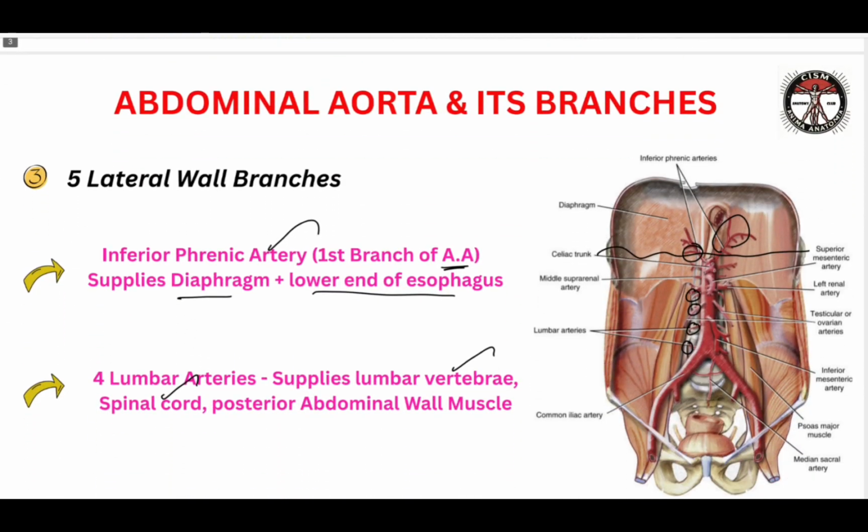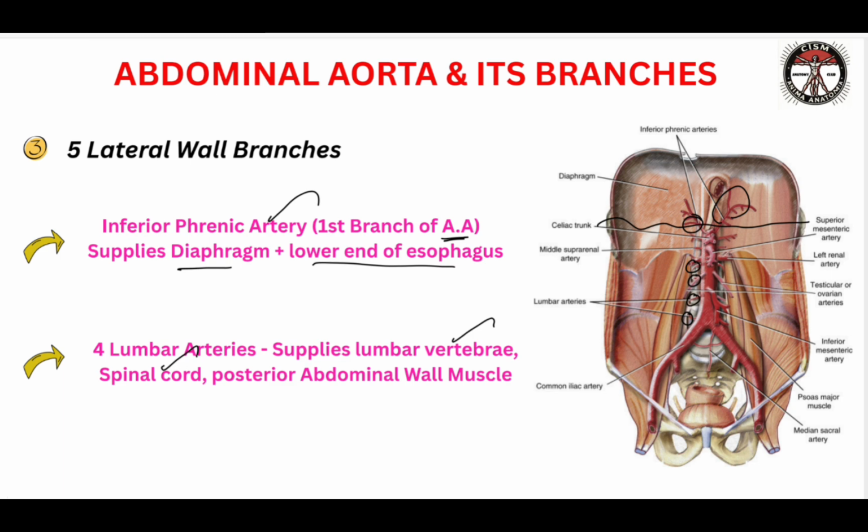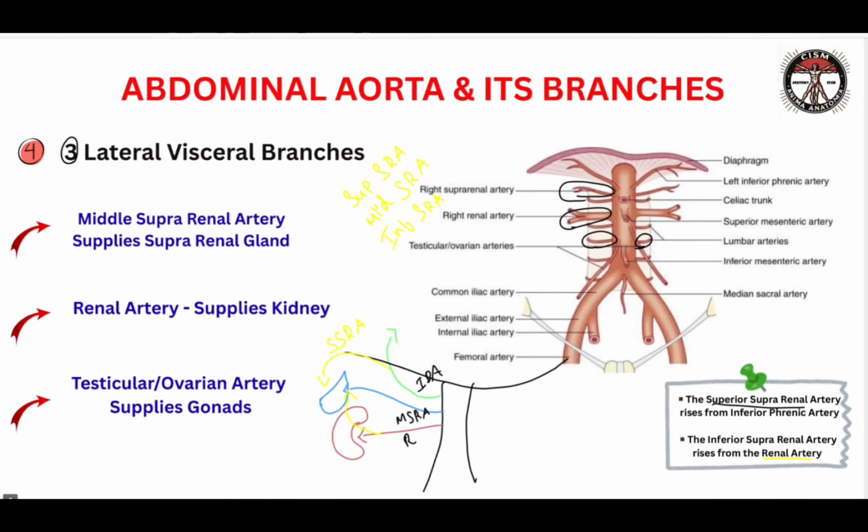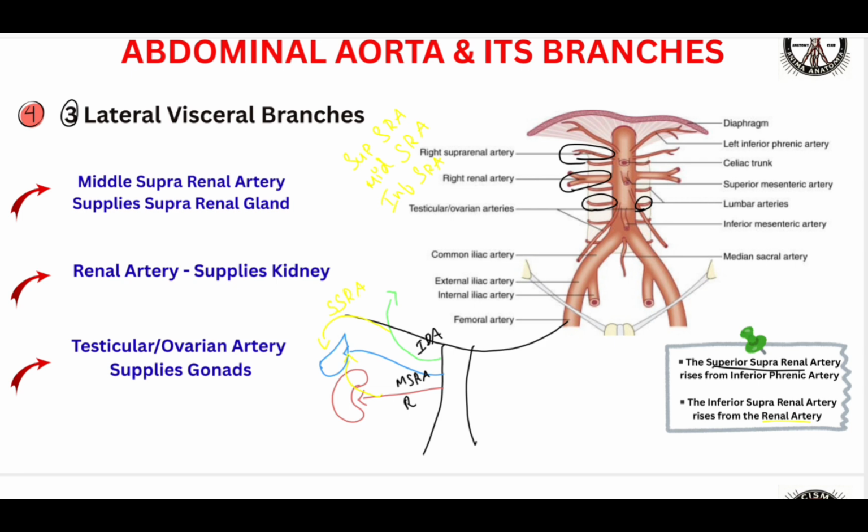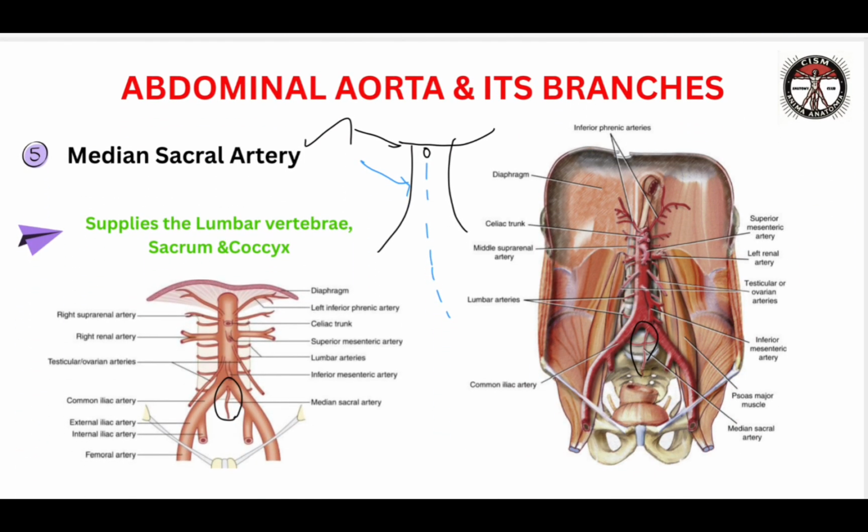The third is the five lateral wall branches. It includes the inferior phrenic arteries and four lumbar arteries. The fourth one is the lateral visceral branches. It contains the middle suprarenal, superior suprarenal, inferior suprarenal, renal artery, and gonadal artery, that is, testicular and ovarian artery. The last one is the median sacral artery. So the topic is over, guys. We have discussed every main branch of the abdominal aorta and the parts which they supply.